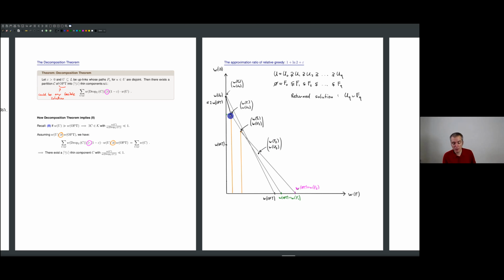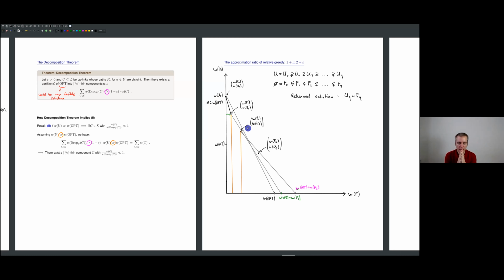After the first step, you have a solution F1. Oh, this is not a U2, this is a U1. I just messed this up. So you have a solution F1, U1, so the union of F1 and U1, and that's an actual solution. And you know that if you now add the whole of opt to that solution, then you could win all the uplinks.